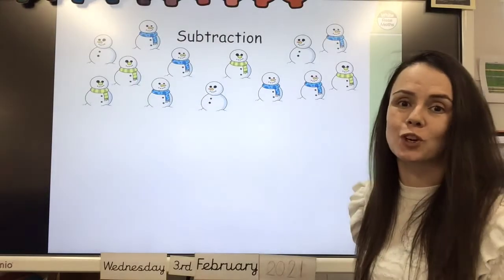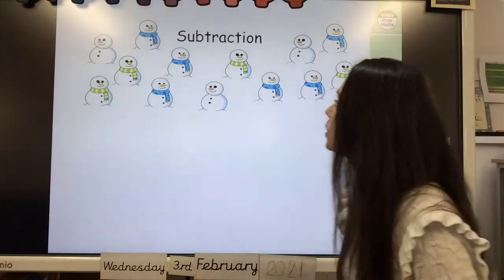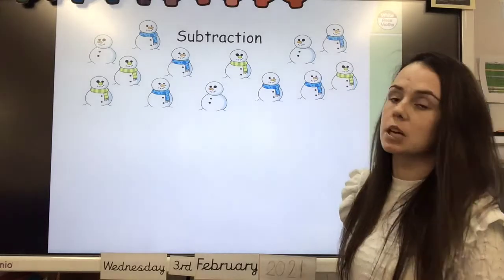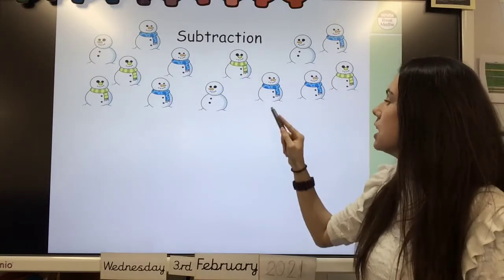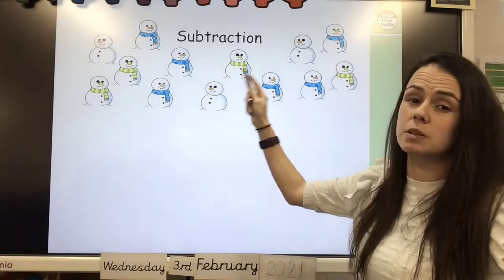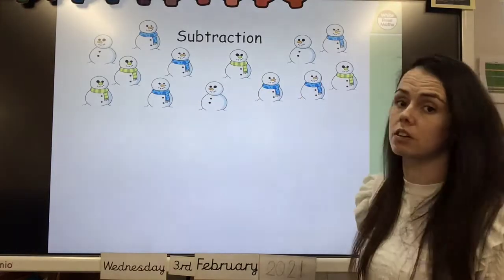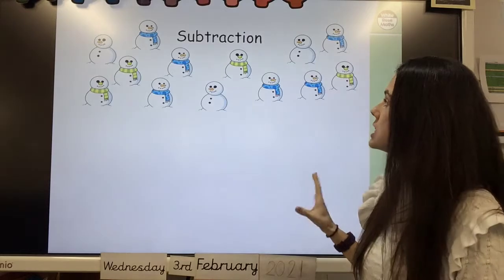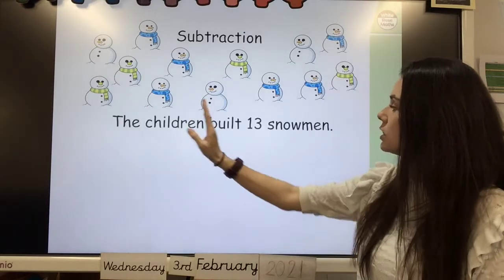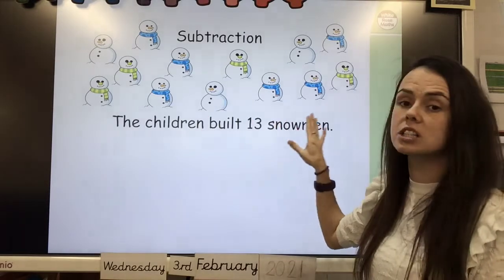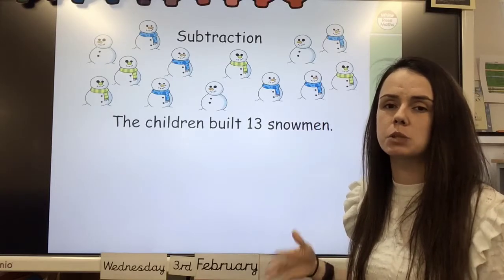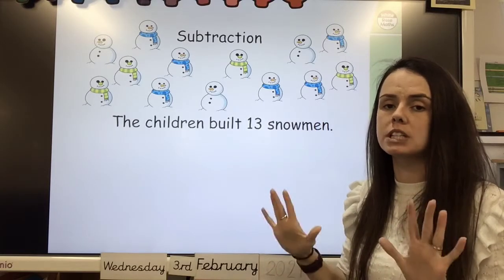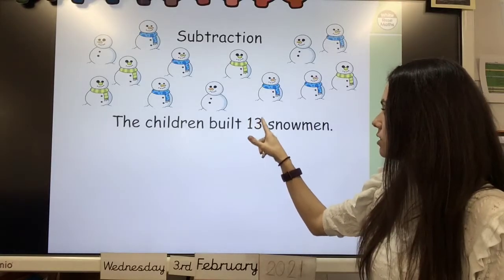Okay, now we've got snowmen. So, we've got lots of different snowmen here. Some have got noses, some have got button noses, some have got scarves, some blue scarves, some have got green scarves, some have got no scarves, they're going to get cold. Now let's see what it's telling us to do. The children built 13 snowmen. How many 10s and 1s are in 13? 1 ten and 3 ones.